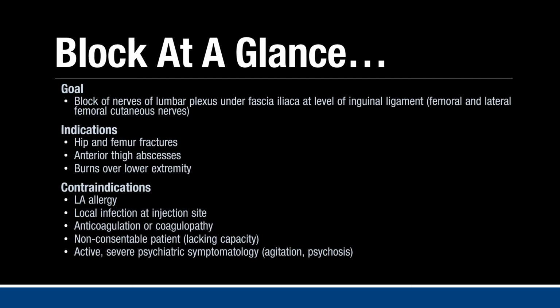over the lower extremity. Contraindications are similar for any ultrasound-guided nerve block and include any local anesthetic allergy, local infection at the injection site, anticoagulation, which is kind of a relative contraindication, coagulopathy, a patient that cannot give consent or that lacks capacity, and then any severe, decompensated psychiatric illness. So a patient that's agitated or acutely psychotic would not be a good patient to stab a needle into.